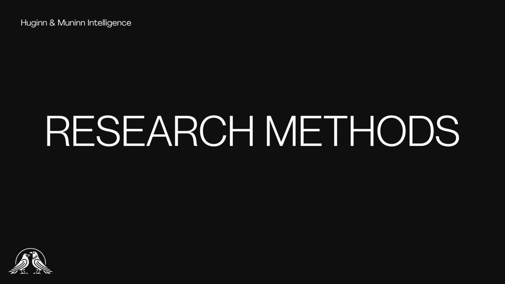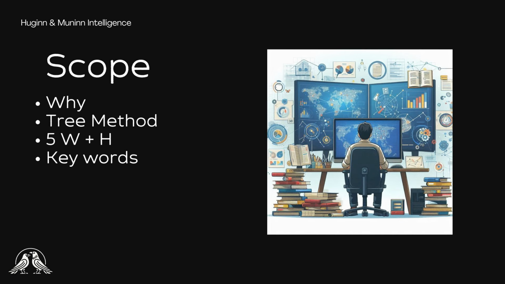I wanted to make this lesson as having a good basis of understanding for how to conduct research is a great way, especially when you're getting started in open source intelligence and you don't really know where to go with it. So in this lesson, we're going to cover why we talk about this topic, the tree method, which I think is a great way when you're starting out, the 5 W's and an H method, and then we're going to look at establishing a keyword list.